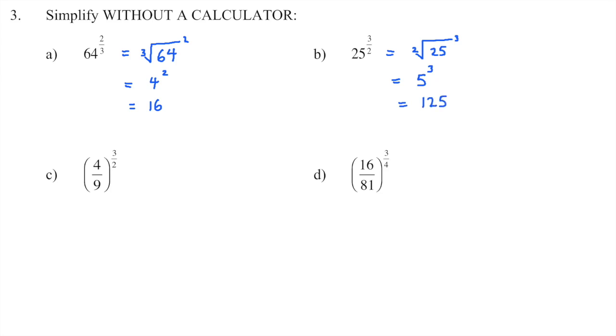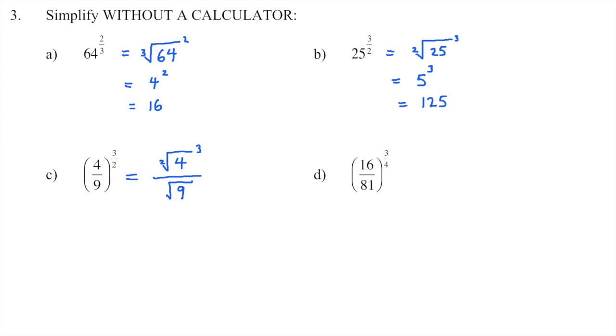125. The next one. Now, because there's a 4 over 9, I'm going to think of the 4 and the 9 as separate parts, because everything is raised to the power of 3/2. So I'm actually going to treat this as a fraction. On the top, I've got the square root of 4. Now, on the bottom of the seat, because it's 3/2, will be a 2, and that'll be cubed. On the bottom, I've got a square root of 9.